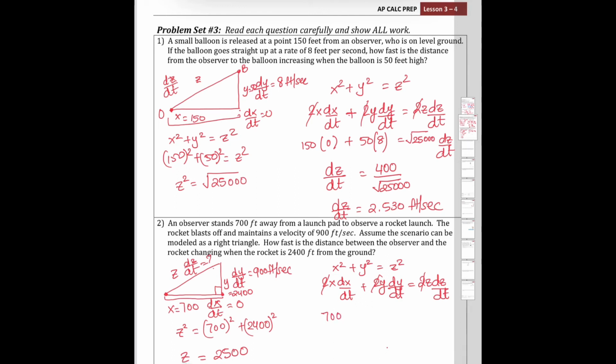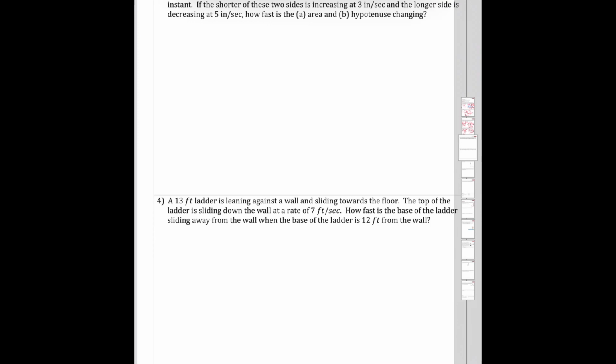Now all I have to do is substitute in. x is 700 times 0, plus y is 2,400 times 900, and z is, what did we find for z? 2,500 times dz/dt. So if we simplify it, dz/dt would be 864 feet per second. Okay, so let's do one more, and then I'll ask you to finish up the remaining ones for homework.